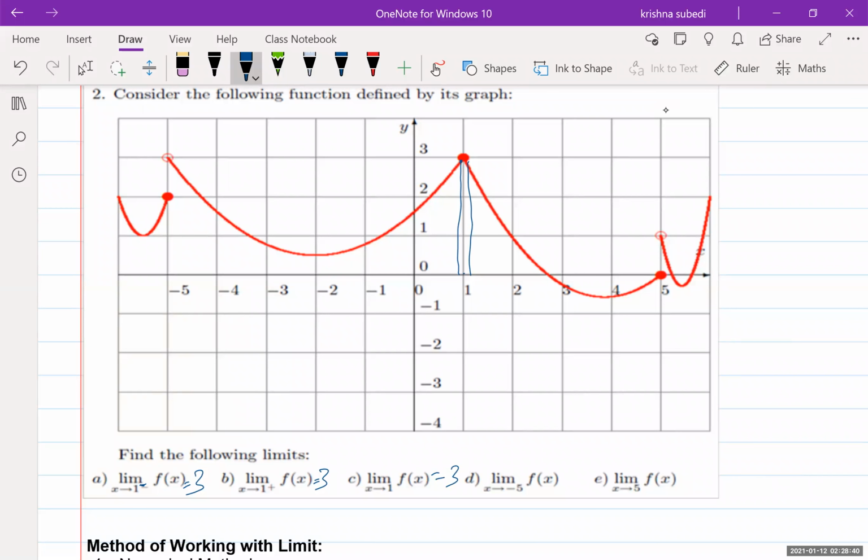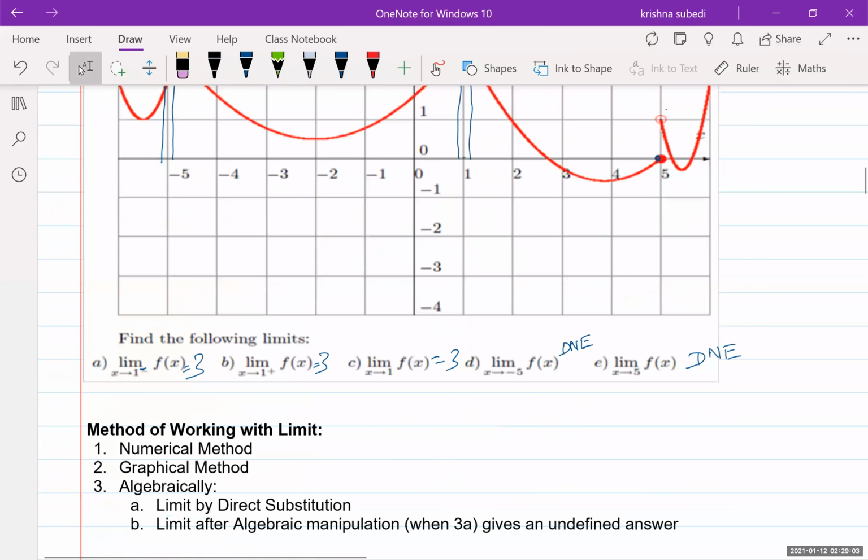And when it is 5 or negative 5, if it is negative 5, left-hand limit is 2, right-hand limit is 3, so it does not exist. And at 5, again, the same thing, left-hand limit is 0, right-hand limit is 1, it does not exist. Okay, great.